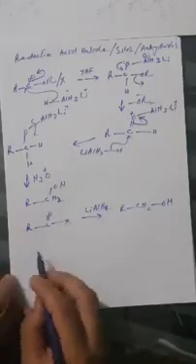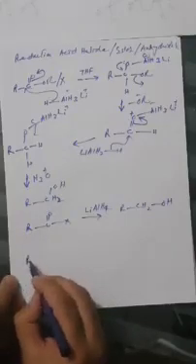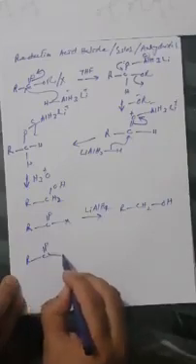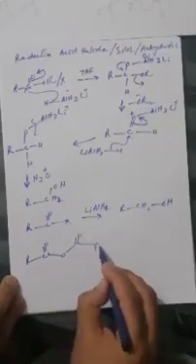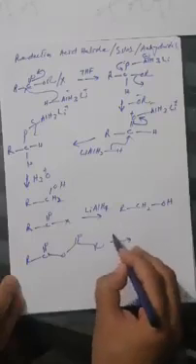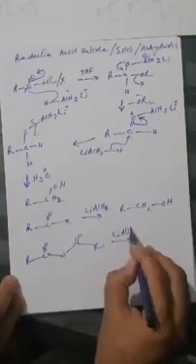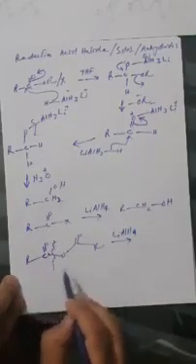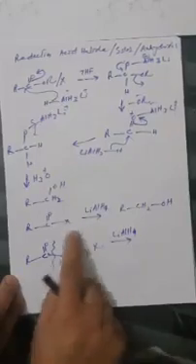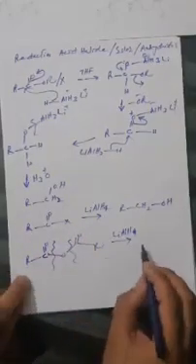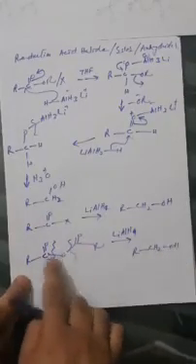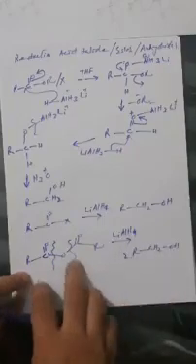Now we see anhydrides. So how do anhydrides react with lithium aluminum hydride? Simply, each part of the anhydride is reduced into alcohol. So you will get, since the two sides are identical, 2 molecules, 2 moles of the alcohol.